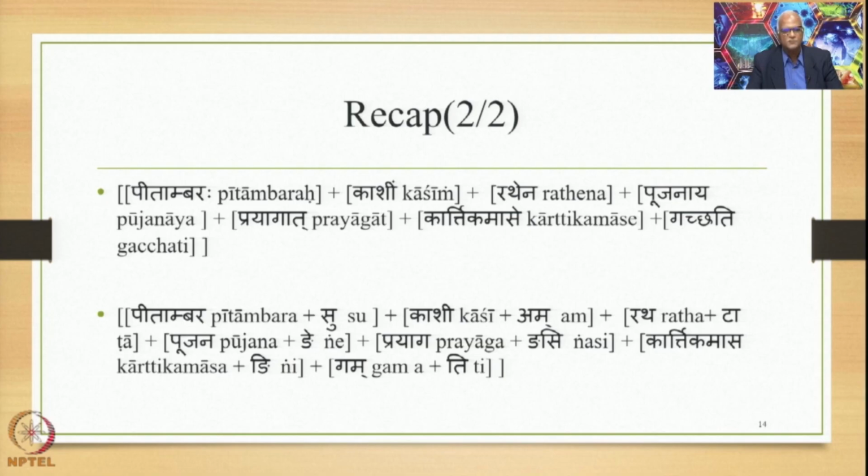Now, the same sentence can be rewritten with the help of the Prakriti Pratyaya format. Pitambaraha can be rewritten as Pitambara plus Su. Kashim can be rewritten as Kashi plus Am. Rathena can be rewritten as Ratha plus Ta. Pujanaya can be rewritten as Pujana plus Nge. Prayagat can be rewritten as Prayaga plus Ngasi. Kartika Mase can be rewritten as Kartika Masa plus Ngi. And finally, Gachati can be rewritten as Gama plus Ti.